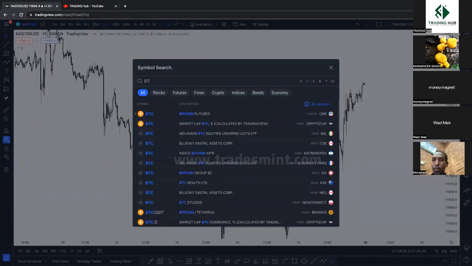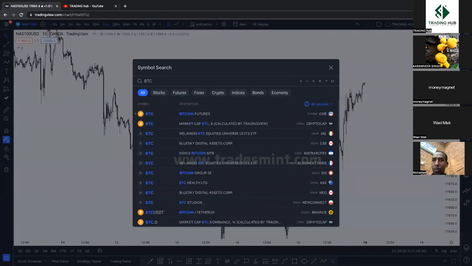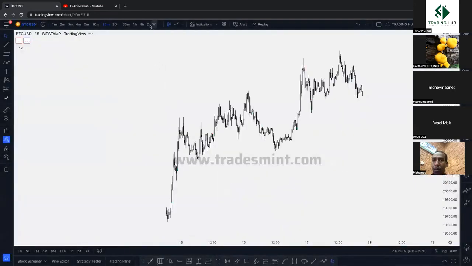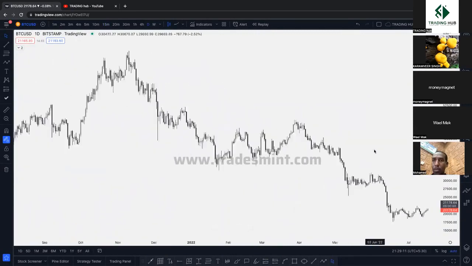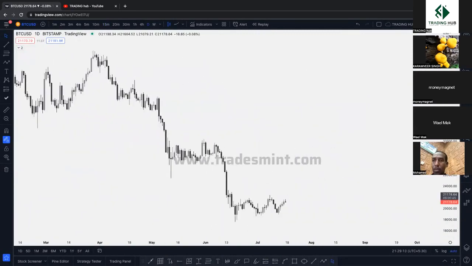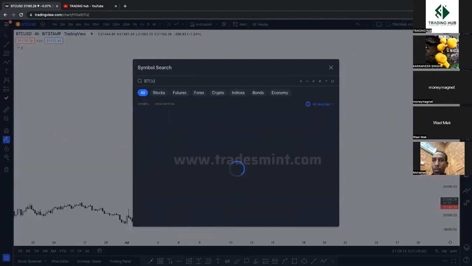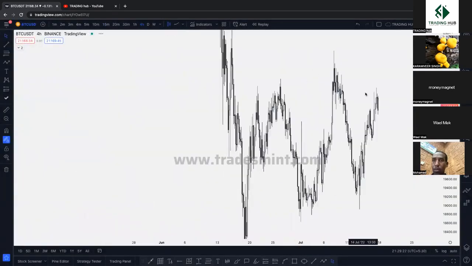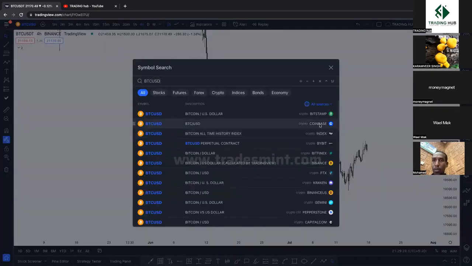Bitcoin, a little bit, I think BTC. Quick update about Bitcoin. BTC USD. I marked this structure already, but I don't know.